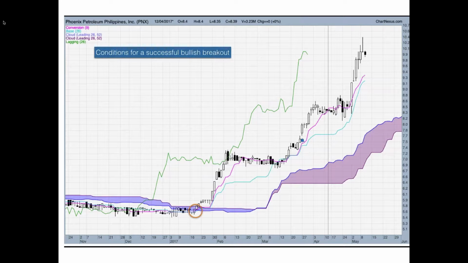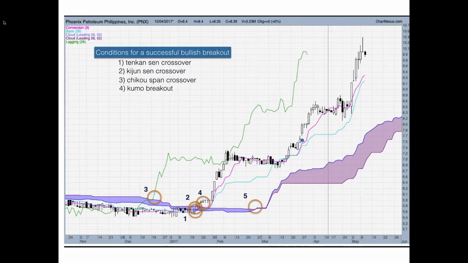First was the Tenkan-sen crossover. The second was the Kijun-sen crossover. The third was the Chikou span crossover. The fourth was the Kumo breakout. The fifth was the Kumo twist.